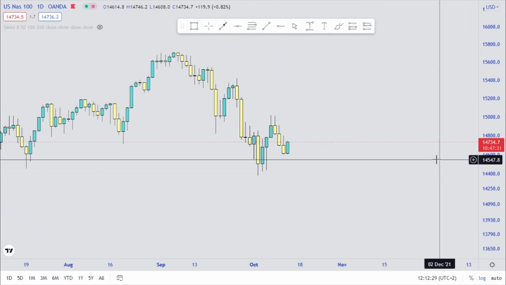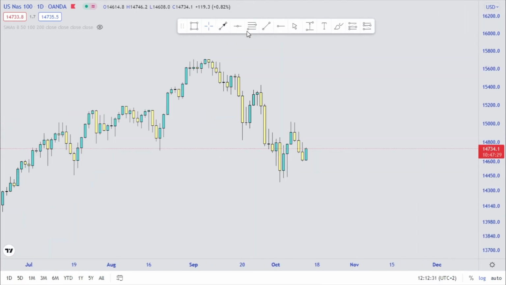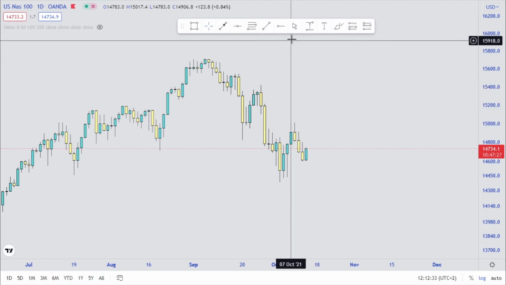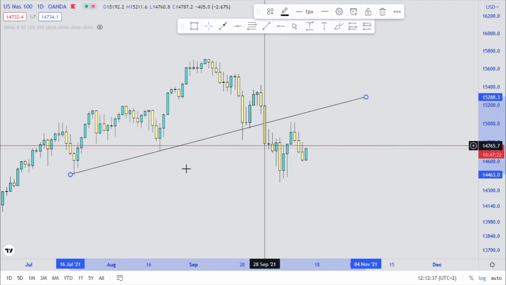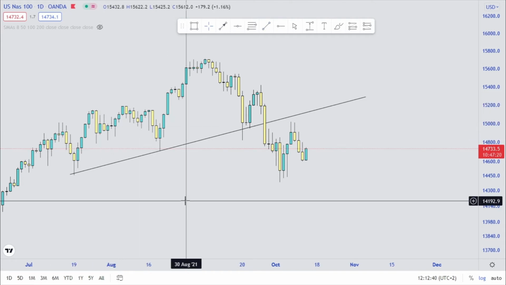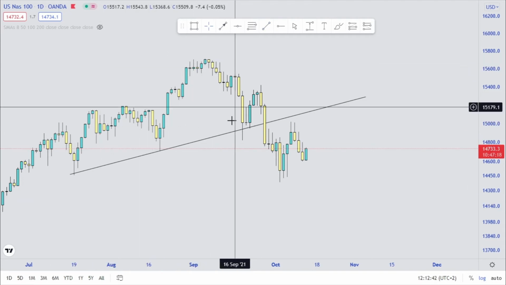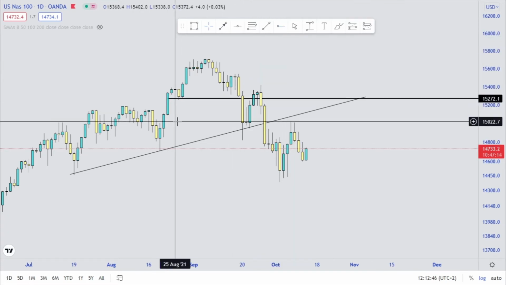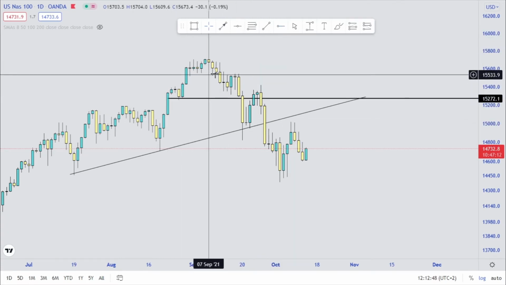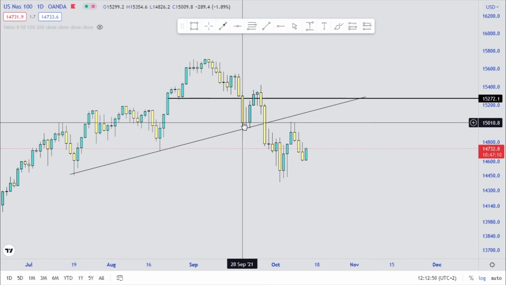What we could see here on Nas100 is that price was in this bullish momentum to the upside, right? Price was creating higher highs and higher lows. But here we could see that price broke under this low region right here, and that is what we call a structure break.